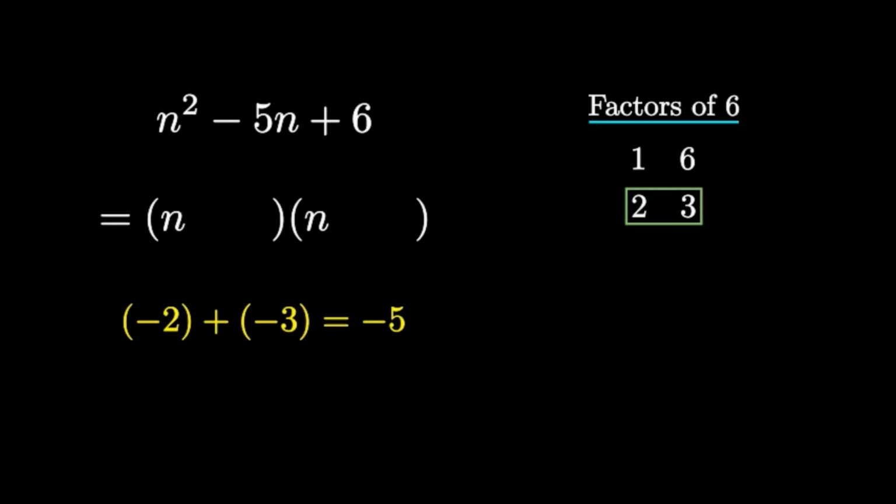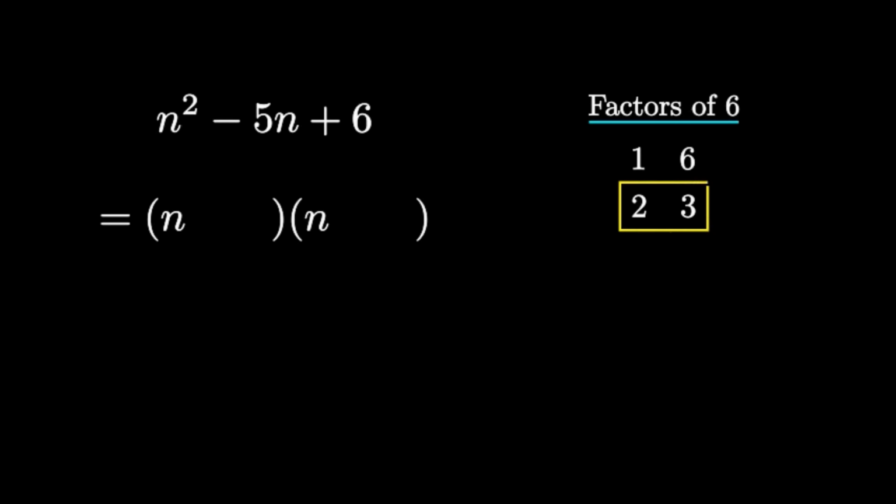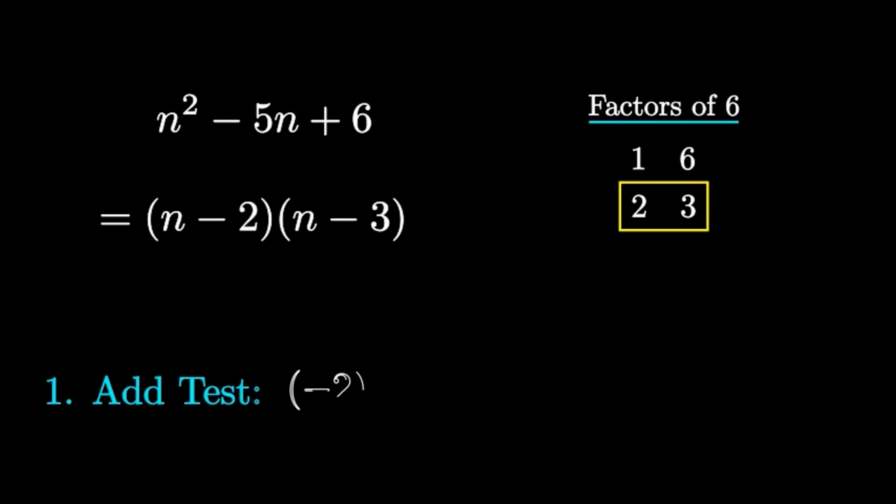So what we're going to need is 2 and 3, right? So what we're going to do is we're going to insert the 2 and 3. And to make -5, I'm going to need both of them to be minus. So it's going to be n minus 2 times n minus 3. So what we're going to do after that is we're going to actually implement the test that we just had on the previous one. We're going to do the addition test. So again, right, -2 plus a -3 gives me the -5 in the middle.